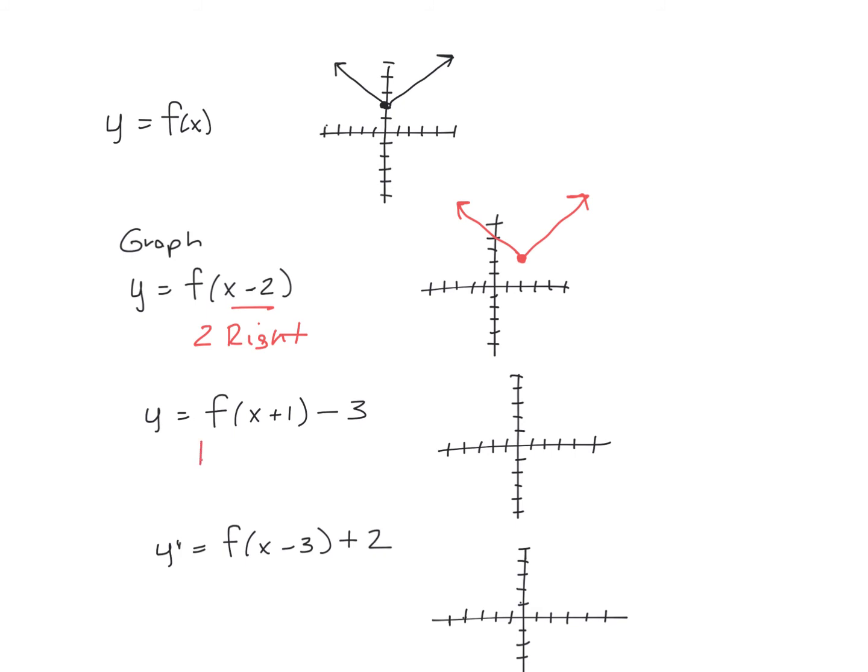This would be left 1 and down 3. So if I move that main vertex point 0, 2, move it left 1 and down 3, this would be my new vertex of this. And again, the shape of it would be the same. And it would look like that. It's being moved left 1 and down 3.